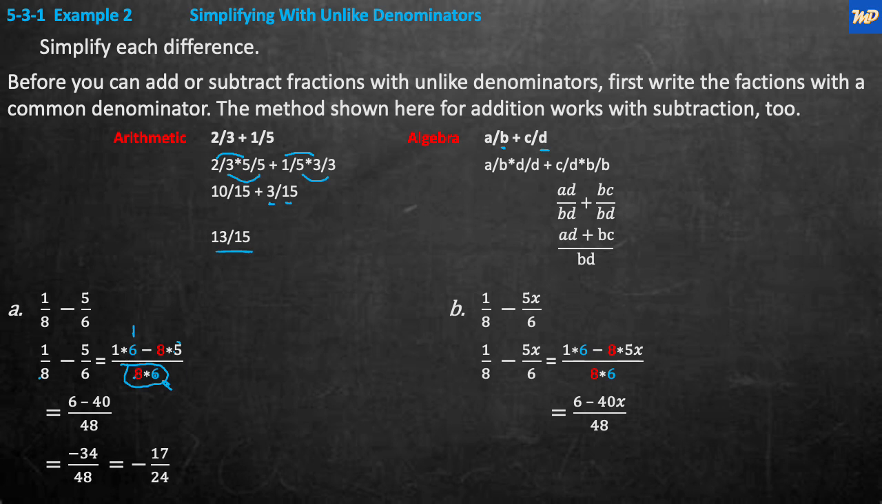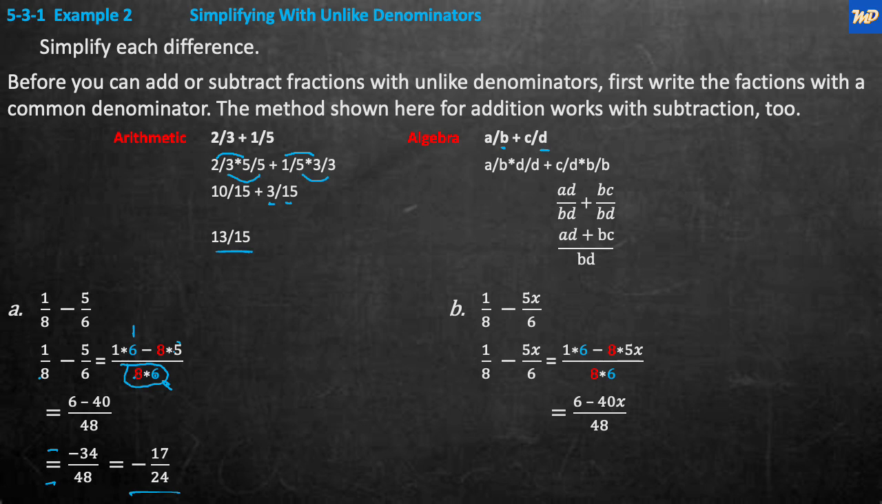And when you do that, you end up with 6 minus 40, because 8 times 5 is 40. And the denominator here is 48. 8 times 6 is 48. So 6 minus 40 over 48, and that equals minus 34 over 48. And when you reduce that down, that ends up being minus 17/24. Right here, minus 17/24.